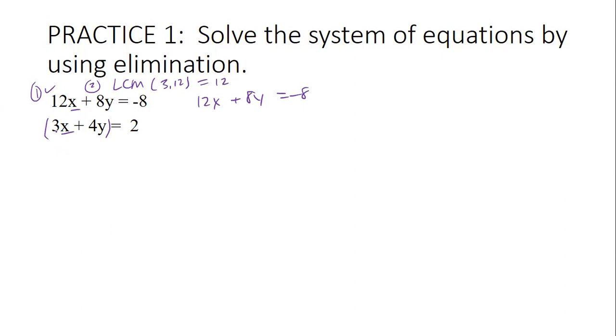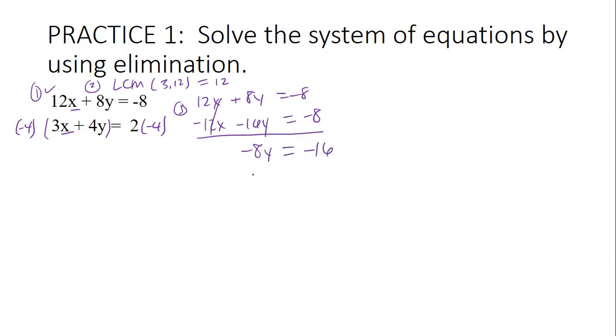How do I change 3 into a 12? Negative 4. And when I do it to one side, I have to do it to the other. So now I have negative 12x minus 16y equals negative 8. Agreed? So then my x's are going to cancel out. So we're going through cancellation. That goes away, and I have positive 8y and negative 16y. We're left with negative 8y equals negative 16.